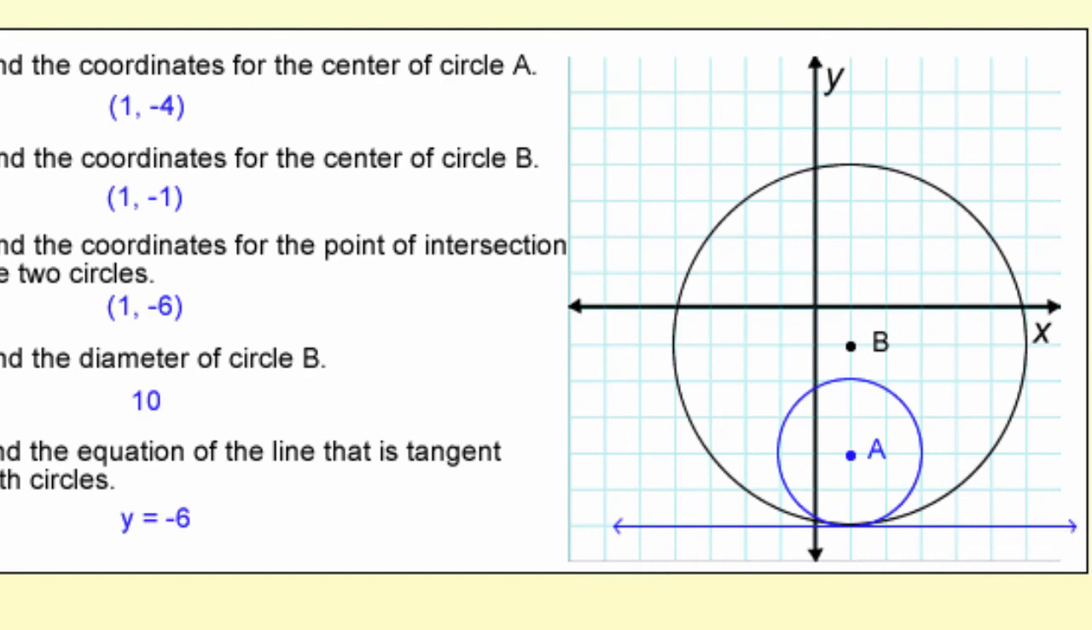So that's what you're going to be doing in this lesson. You're dealing with tangents, you're going to deal with circumscribed angles, you're going to solve for unknown angle measures, write and solve equations, and also do a little bit of coordinate geometry using circles and tangent lines. That's the big picture for this lesson.